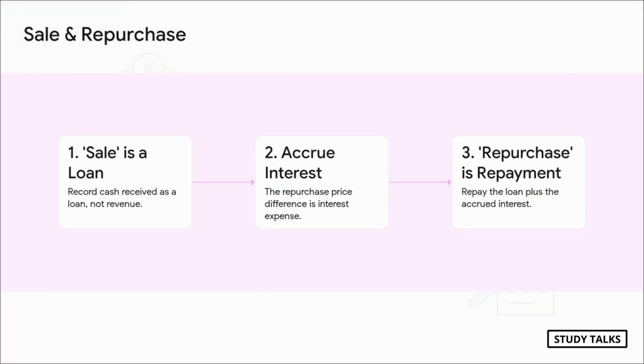Okay, everyone, lean in for this one. This is one of the biggest, most deceptive traps in AS-9. Sale and repurchase. It looks like a sale, it smells like a sale, but it is not a sale. It's a loan in disguise. You're getting cash now and promising to buy back the goods later for more money. That extra money is just interest. So you record a loan, you record interest expense, and then you repay the loan. Notice what's missing here? The word revenue. It never even touches your revenue account.